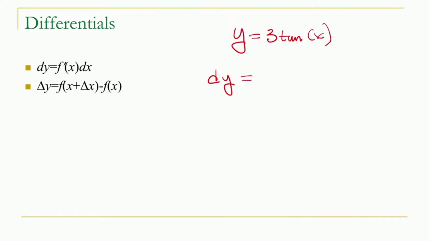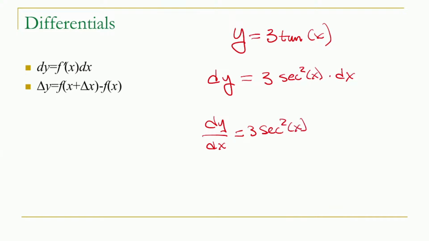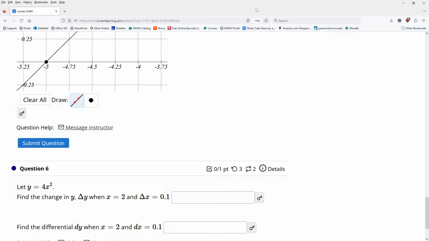So the dy here would be 3 times the derivative, secant squared, times dx. Another way of thinking of this is you just have dy over dx is equal to 3 secant squared of x, and then you're just going to do a little bit of algebra to get there. Basically multiply both sides by dx, which really isn't algebra, it's actually calculus, but we don't need to get into that.